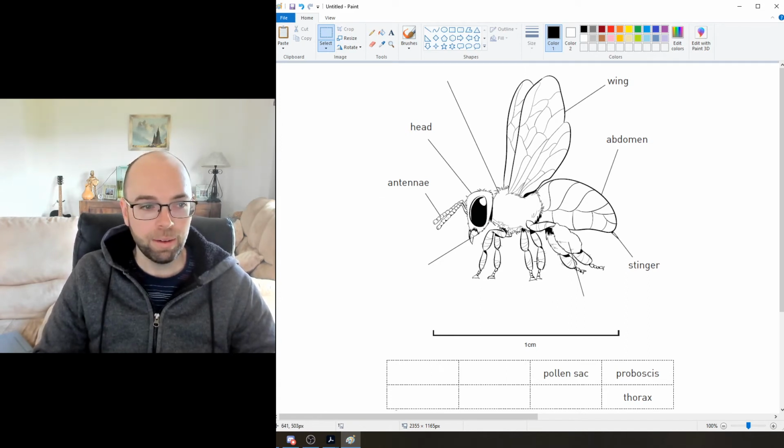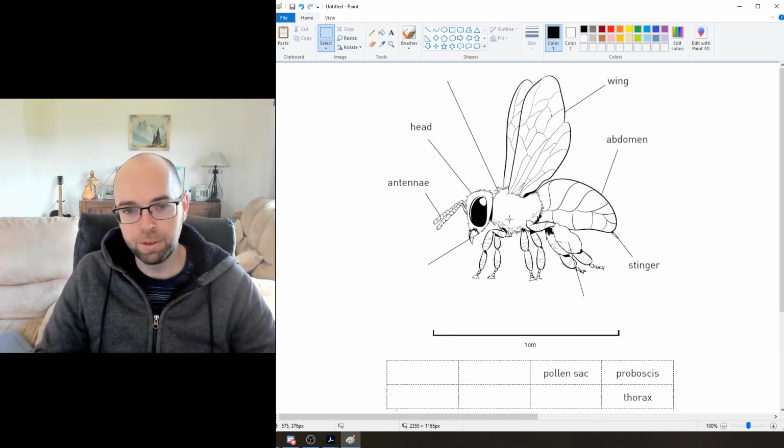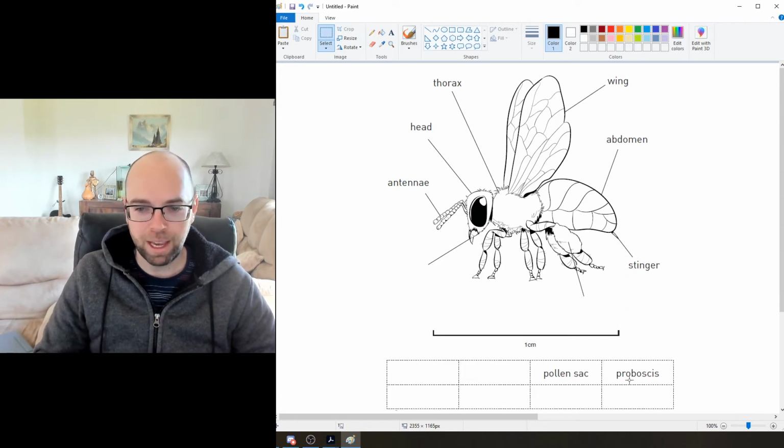All right. Now, there's obviously the head, the abdomen at the back, and this middle part here of the body. Okay, this middle part is the thorax. Like a Lorax, but not. It's a thorax. Okay, a thorax. There we go. Thorax.